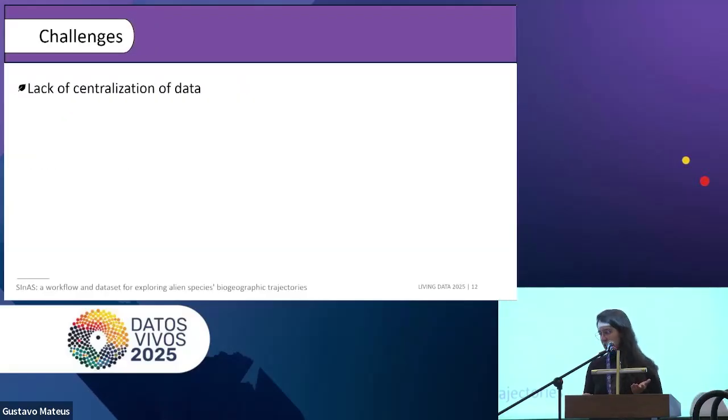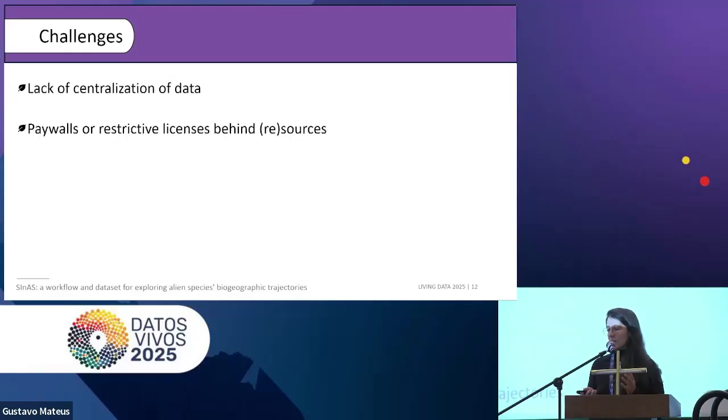Of course, we have some challenges. For example, the lack of centralization of data. We found very good databases, but there are probably hundreds of thousands of records still scattered in scientific literature and gray literature. There are paywalls or restrictive licenses behind the resources, which makes getting into the data a little bit more difficult.